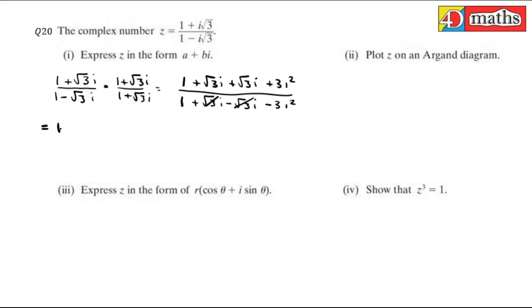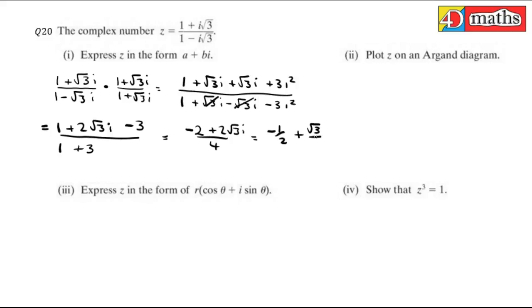So this works out to be 1 plus 2 root 3i. This works out to be minus 3, all over 1. And this works out to be plus 3. So tidying this up, it's minus 2 plus 2 root 3i all over 4. And this works out to be minus a half plus root 3 over 2 i, dividing the 4 into both of them. Minus 2 over 4 is a half, and 2 over 4 is a half as well as root 3 over 2.